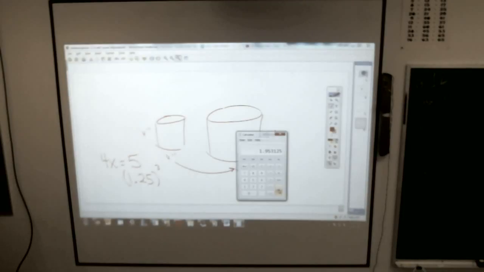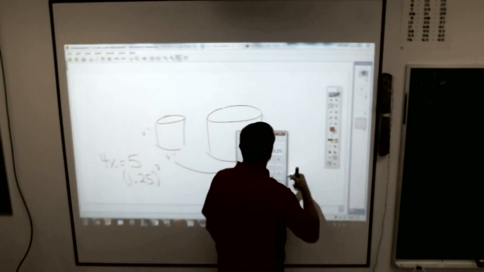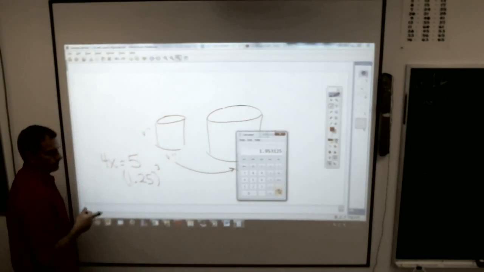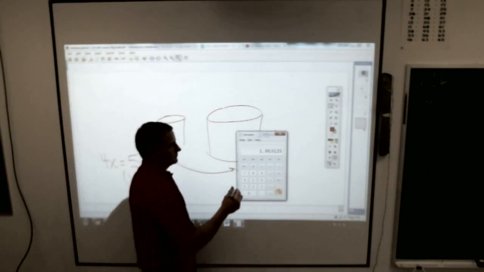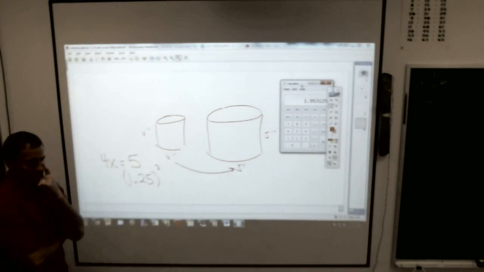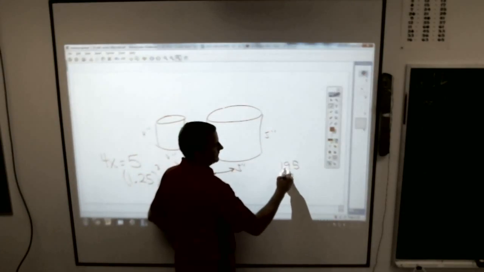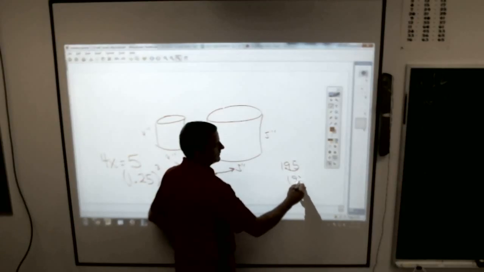So here was the question it asked you. Notice it says about, so it's a rounding thing. What percent more will it hold? Huh? Do we agree with Elijah on that? Is 1.95 close to 200%? Sure it is. What does that say? That's 1.95 is what percent? Move the decimal 2 places, it's 195%.